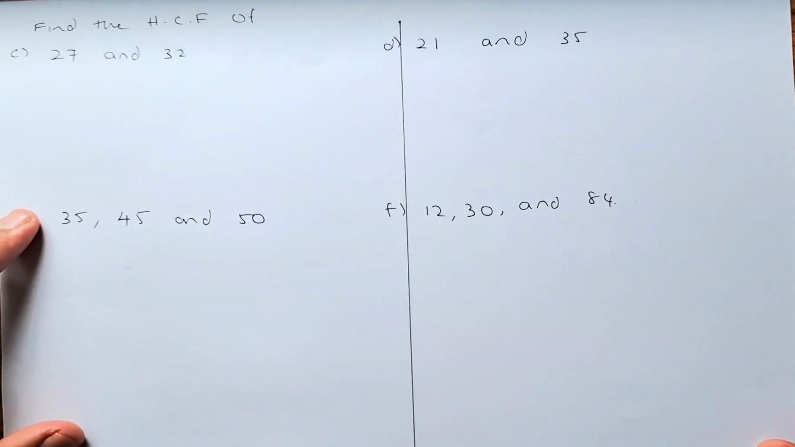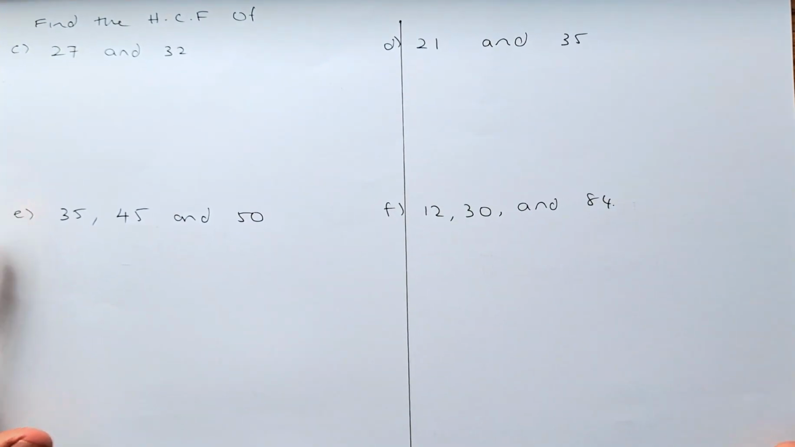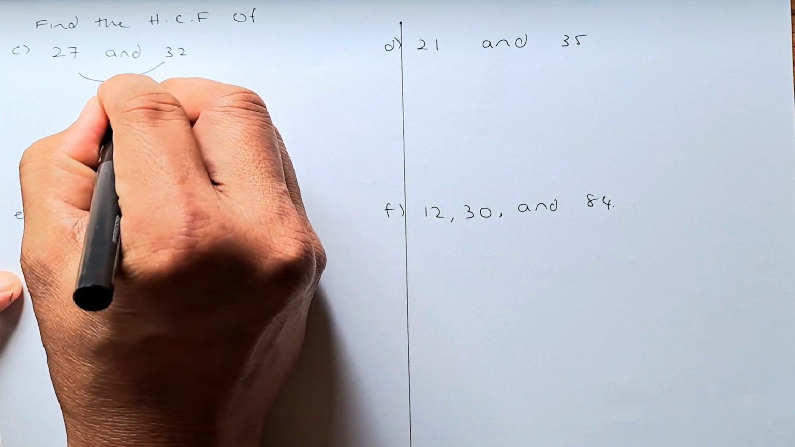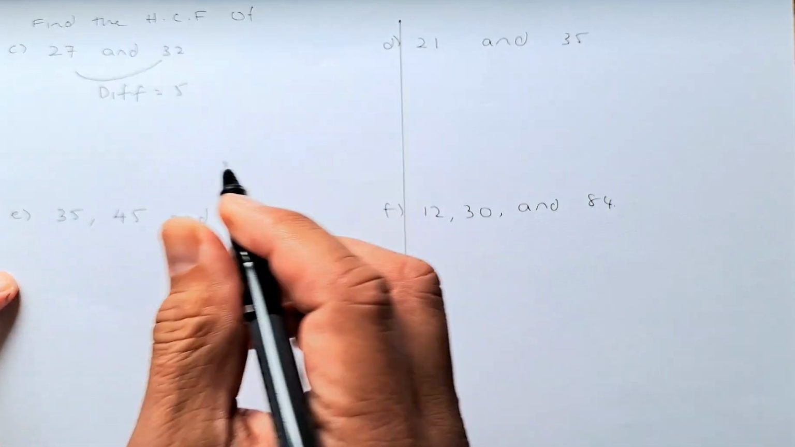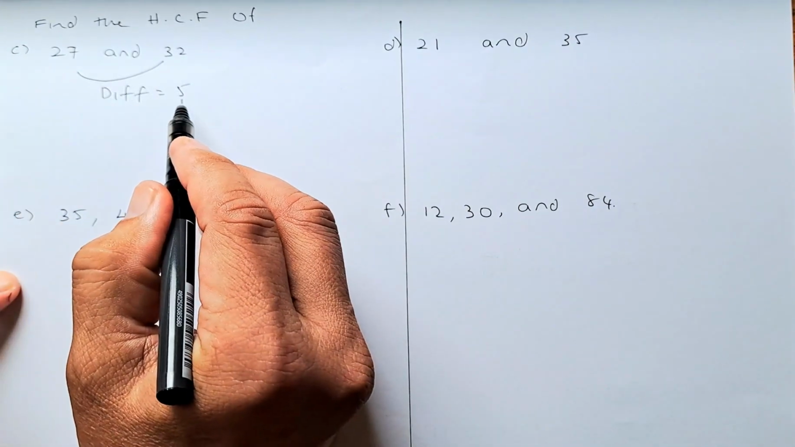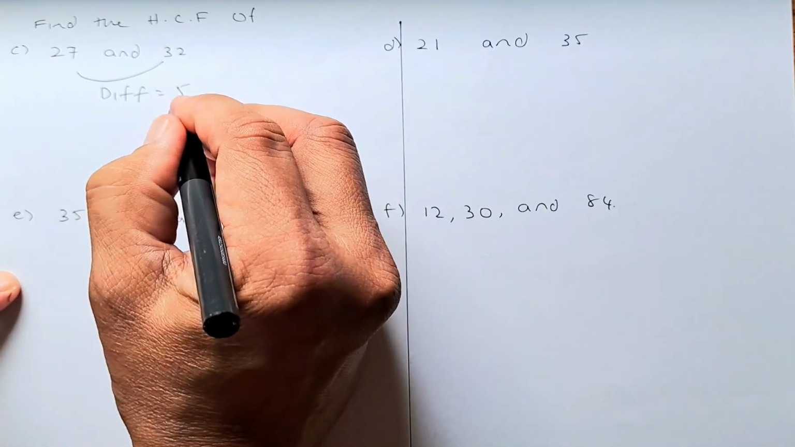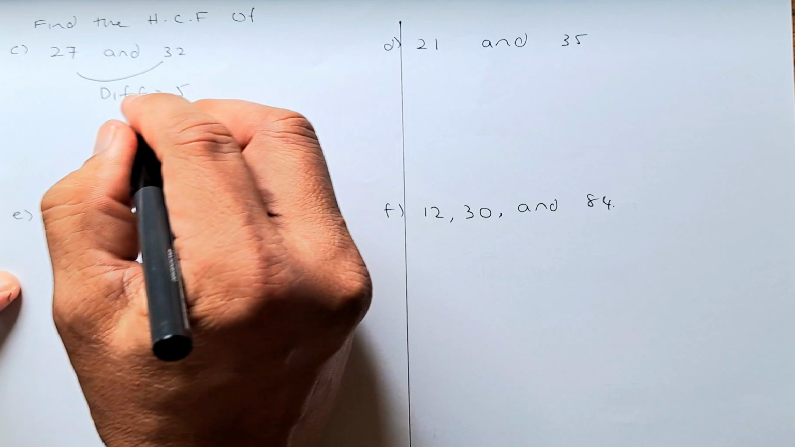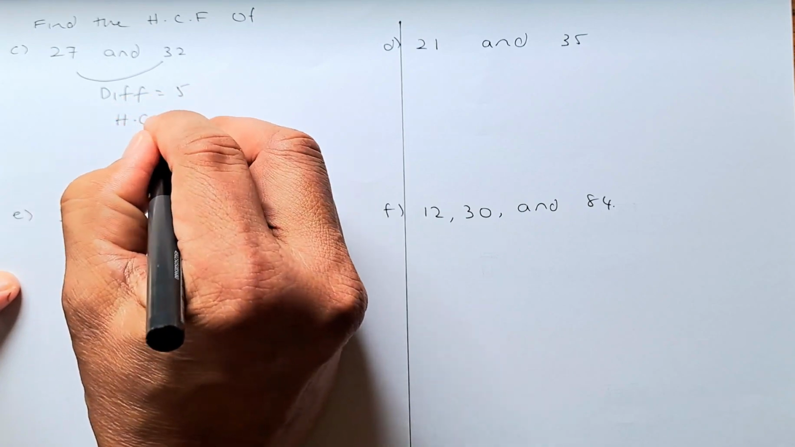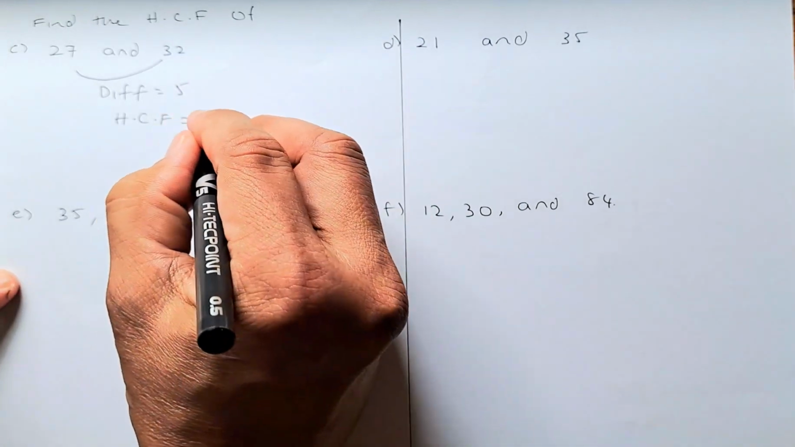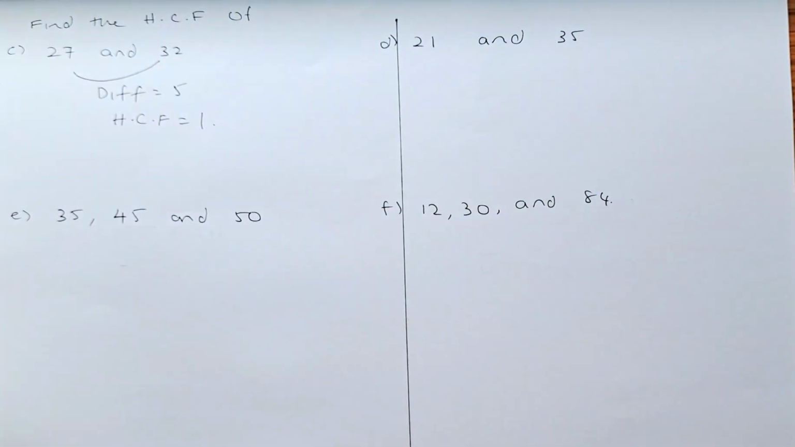Okay. So now find the HCF between 27 and 32. The difference is 5. Okay, so can 27 be divided by 5? No. Can 32 be divided by 5? No. So 5 is a prime number. So remember, when there's no number that can be divided by 5, the HCF is going to be 1. Okay, just remember that.